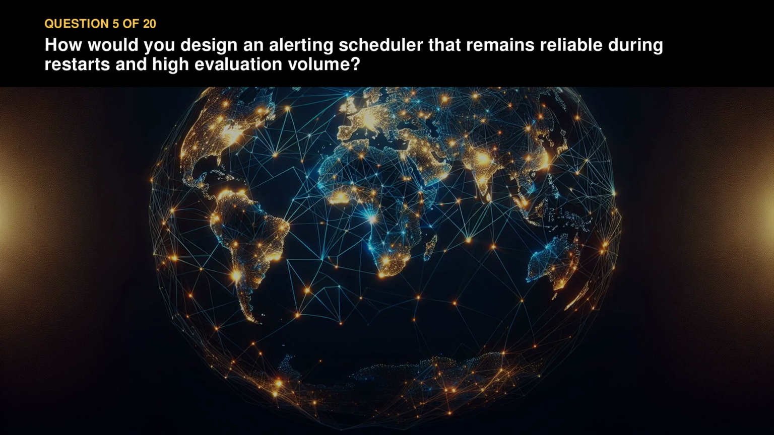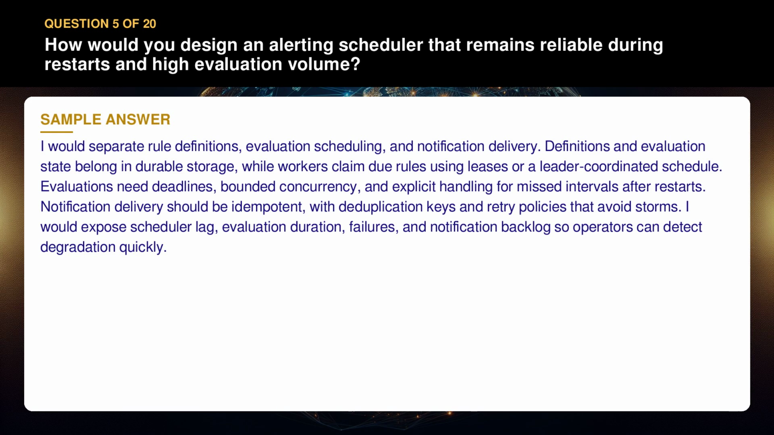Question 5. How would you design an alerting scheduler that remains reliable during restarts and high evaluation volume? I would separate rule definitions, evaluation scheduling, and notification delivery. Definitions and evaluation state belong in durable storage, while workers claim rules using leases or a leader-coordinated schedule. Evaluations need deadlines, bounded concurrency, and explicit handling for missed intervals after restarts.